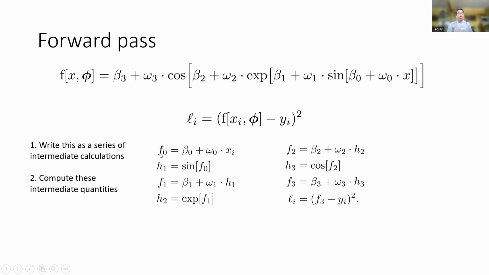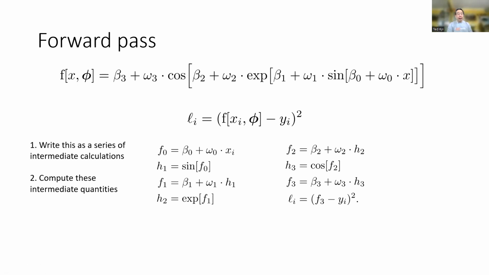So we have our first function, f0, which is beta 0 plus omega 0 times x. Then our next function, h, is just taking the sine of that. Then we multiply by the weight and add the bias, and take e to that power. We multiply by a weight and a bias, take cosine of that, multiply by a weight and add a bias. And then our loss function is just the square of the difference between that and the actual label.